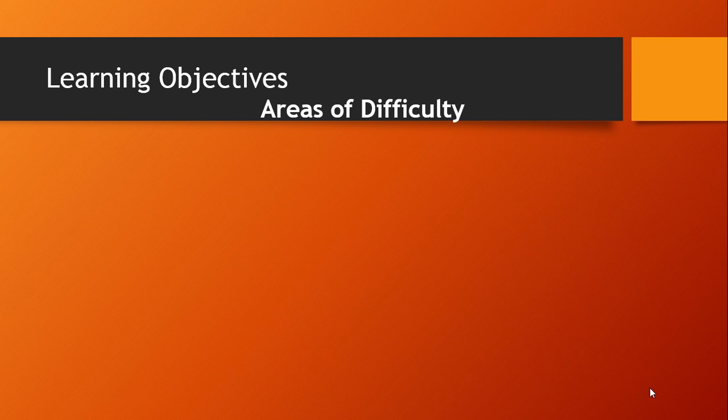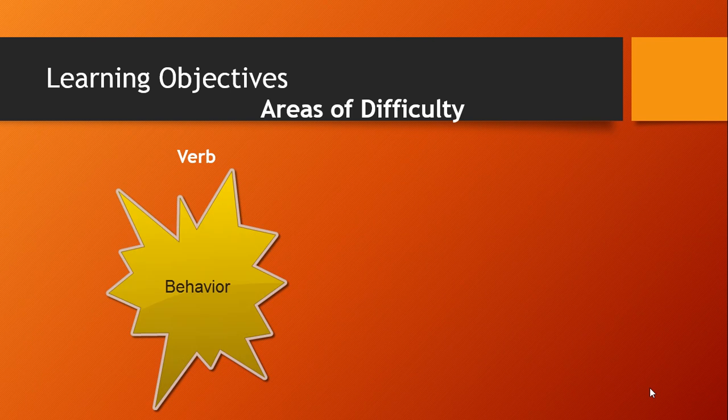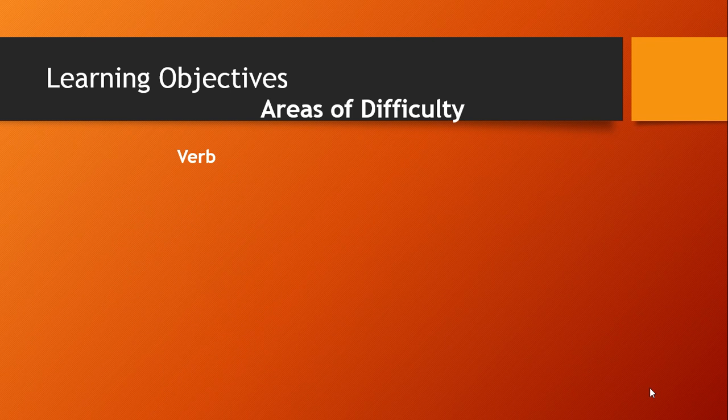Now, there are some areas of difficulty when it comes to writing objectives, especially at the beginning. One of them is the verb. The verb describes the behavior that the student is expected to be able to do at the end of the learning experience. You will see that there is lots of assistance on the web about the different kinds of verbs depending on the level of difficulty of the skills you're trying to teach.